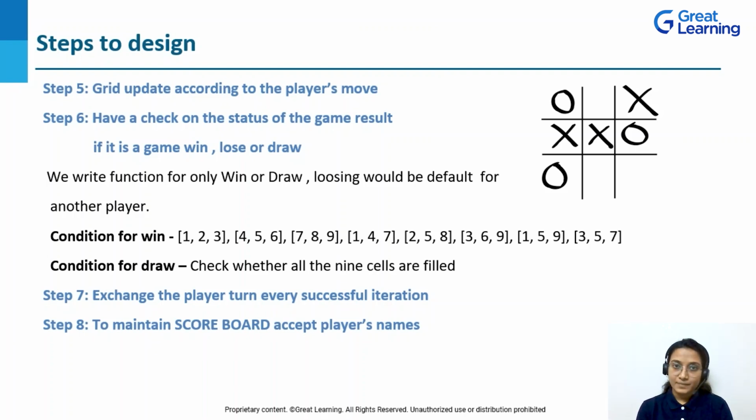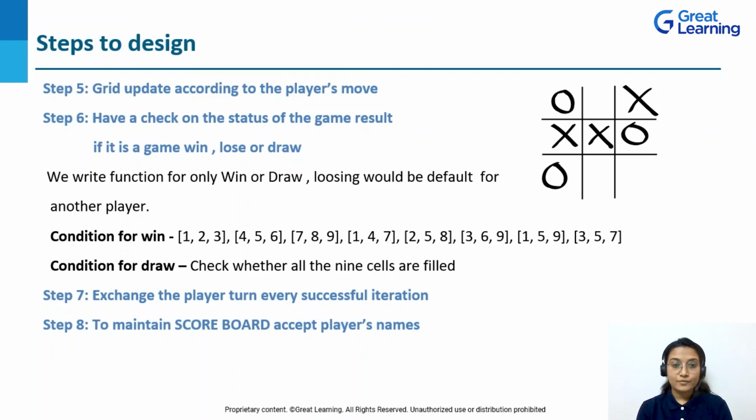In step 7, we have to exchange the player turn on every successful iteration. After player 1, it has to be player 2, again player 1 and player 2. This should go on until the result has been declared, either win mode, draw mode, or lost mode, right? The turns are to be given in step 7.